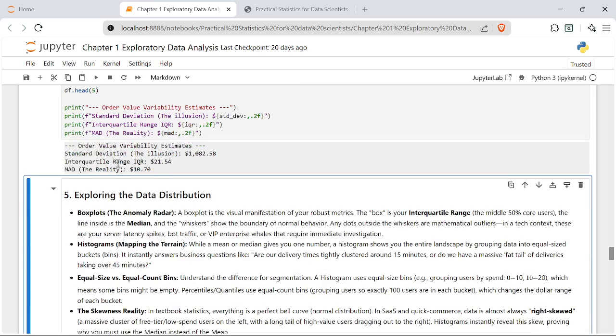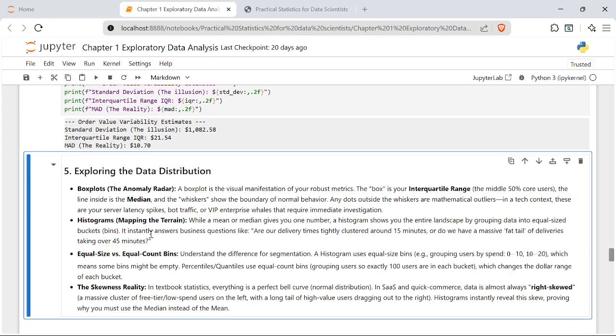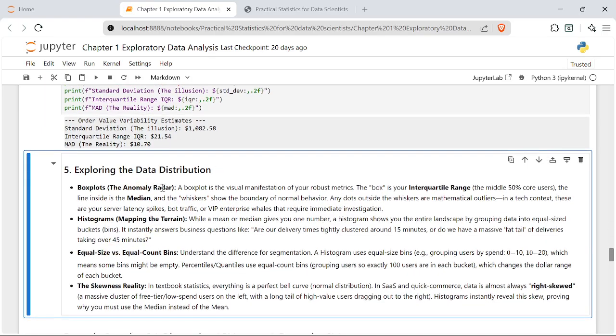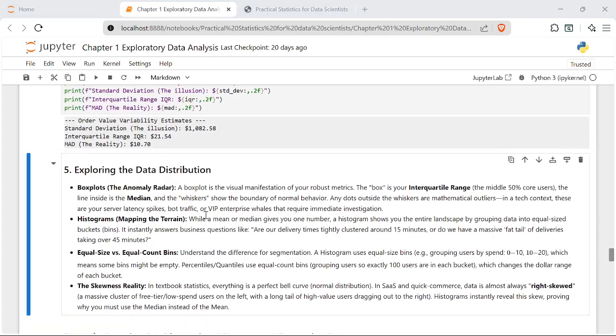So, our everyday customer is actually very predictable. Moving forward, we should forecast our main warehouse inventory based on these robust metrics like IQR and MAD, not the standard deviation, saving us a massive amount of capital in unnecessary buffer stock. Let's start with our next topic, exploring the data distribution.